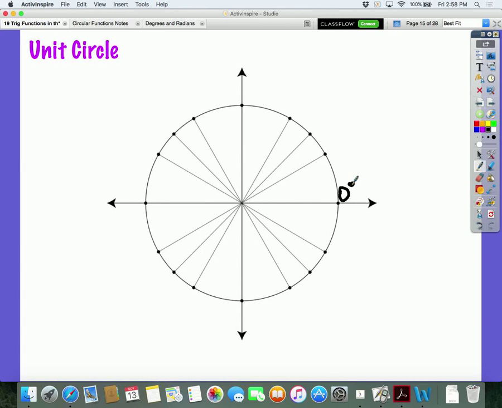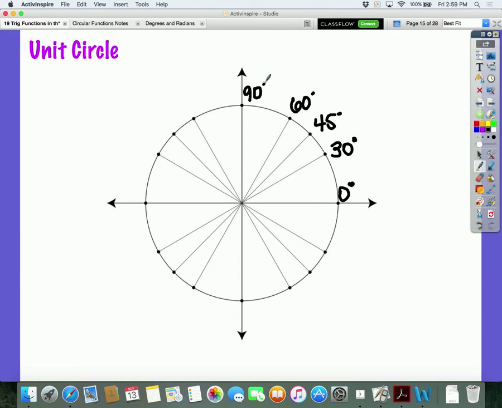You start with 0 degrees. The next angle measure is 30. The next one after that is 45. Next one after that is 60. And this one is now 90. 30, 45, 60, and 90. Where else have you seen those angle measures? What kind of right triangles? Special right triangles. I told you it was coming back. This is where it plays in.